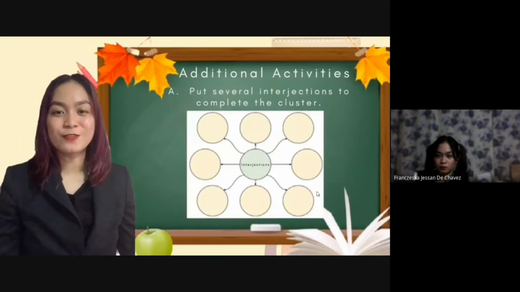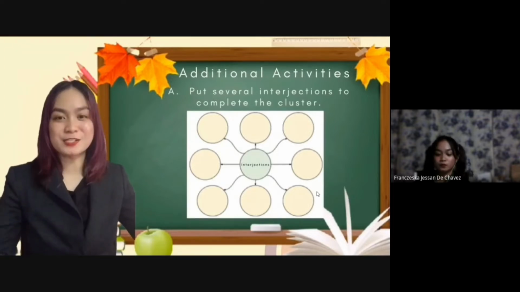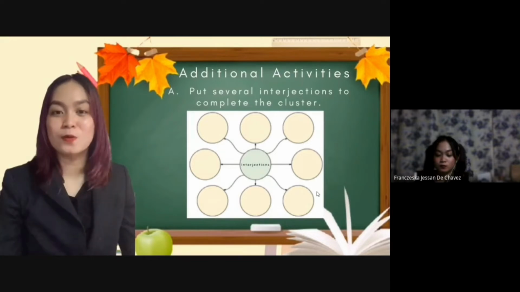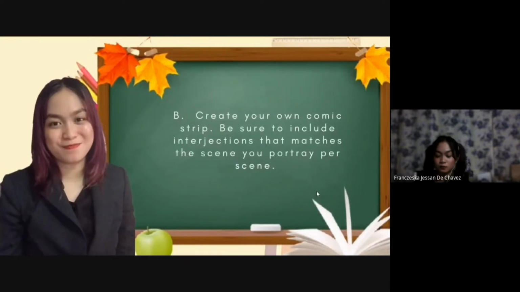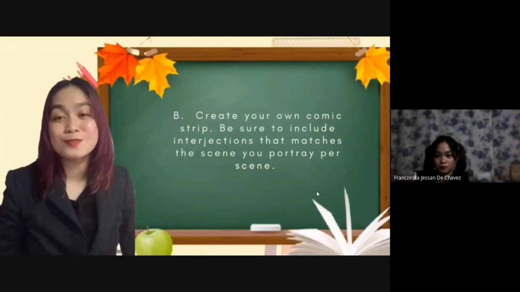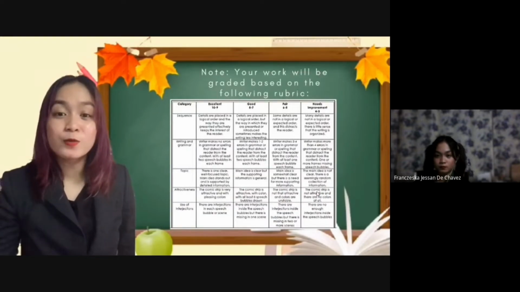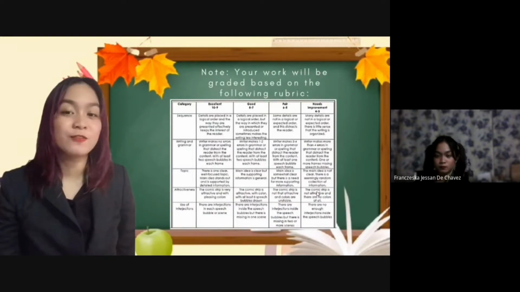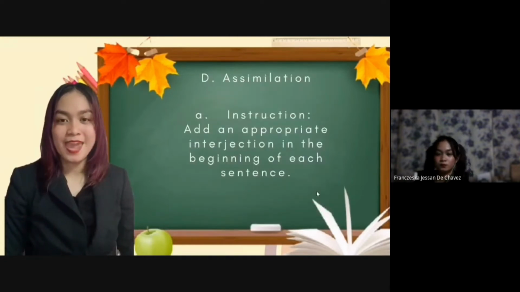Now, class, these are for your additional activities. On letter A, put several interjections to complete the cluster below. In letter B, create your own comic strip. Be sure to include interjections that match the scene you portray per scene. Please note, your work will be graded based on the following rubric. Letter D, assimilation. A, instruction.